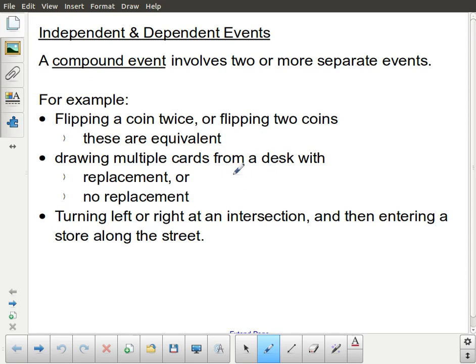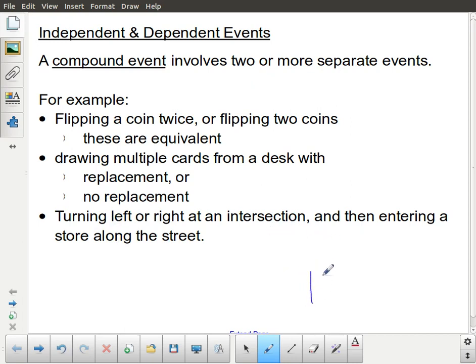Decks of cards are a little bit more complicated because with a deck of cards, you can create a compound event using a single deck where you draw a card, look at it, record the result, and then replace it. Or you could also draw a card and then not replace that card into the deck. And these two conditions will change how you look at the probability of a particular compound event taking place.